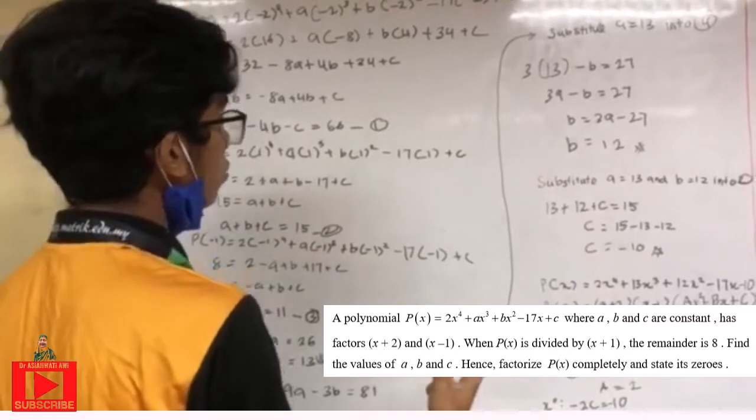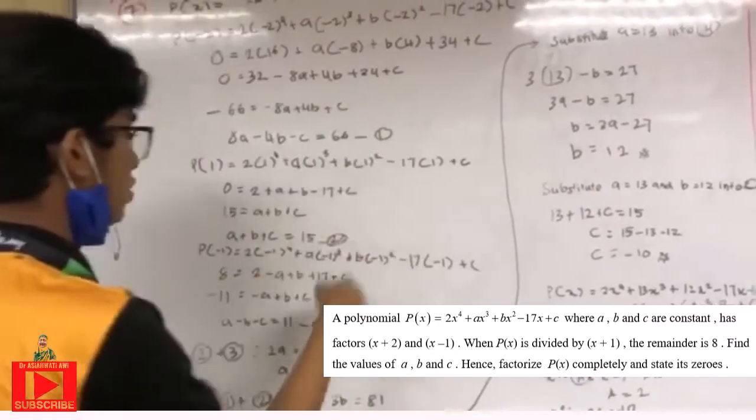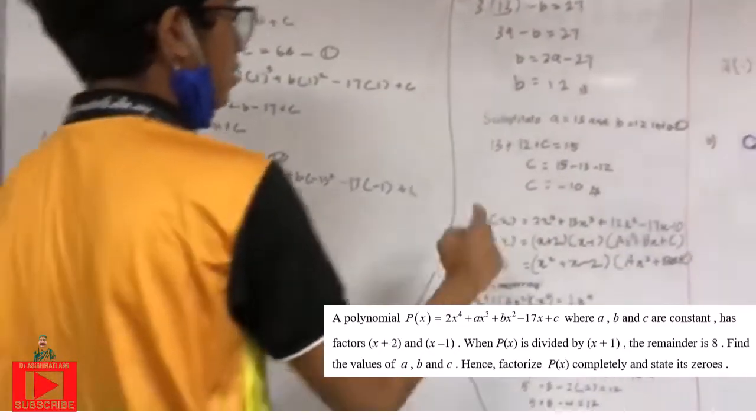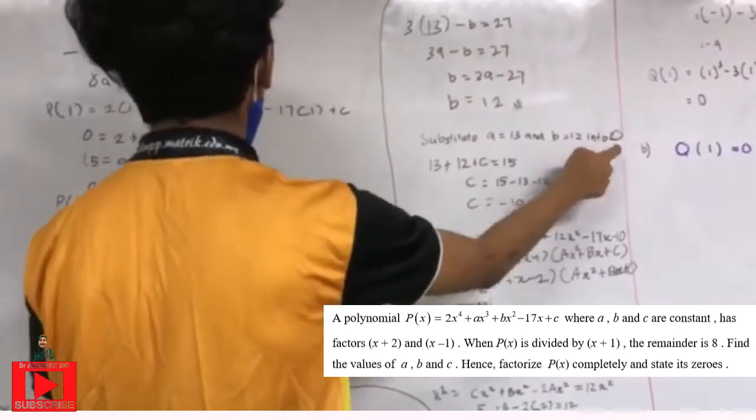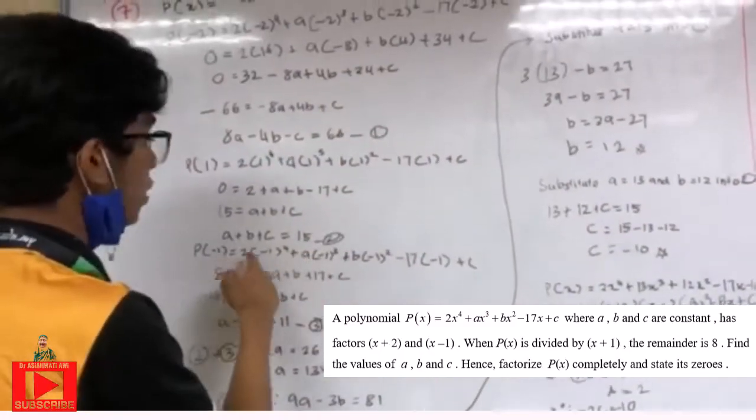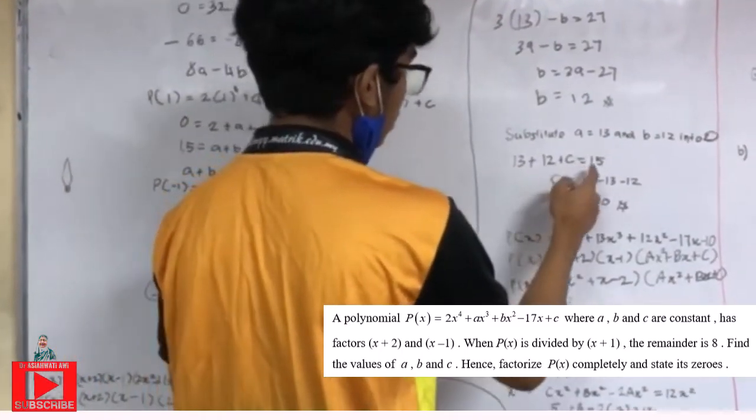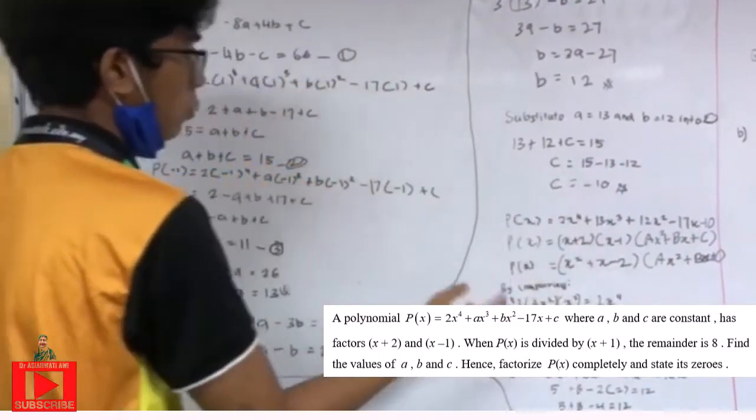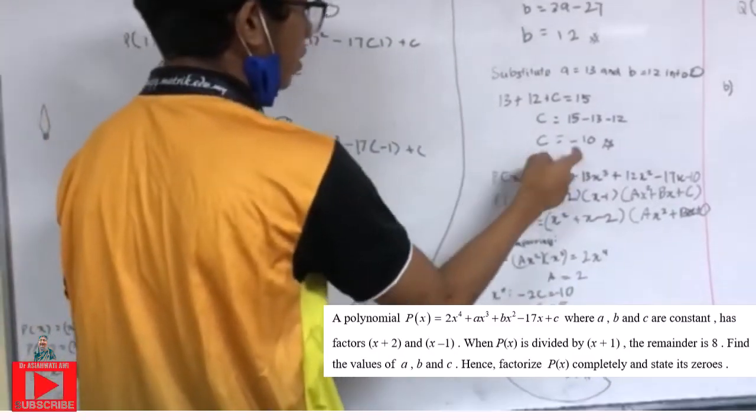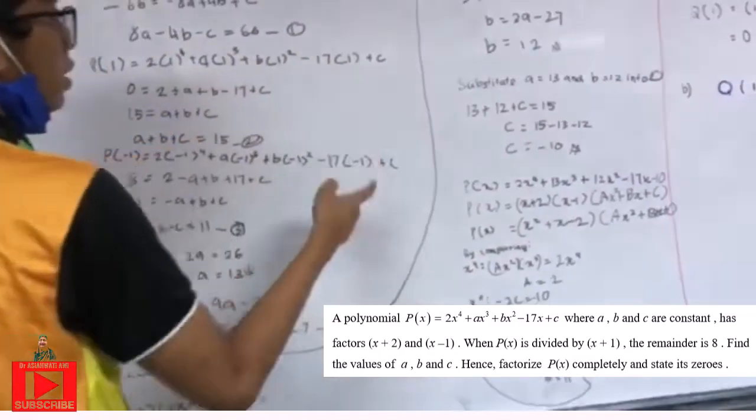So dah dapat dua value tu, ikut equation mana-mana kita nak substitute dua value ni. Tapi kalau dalam question ni, saya buat pakai yang 2, 2A plus B plus C, nampak simple. 13 plus 12 plus C sama dengan 15. Kita cuma ubah-ubah, dapat C sama dengan negative 10. Dah dapat A, B, C.